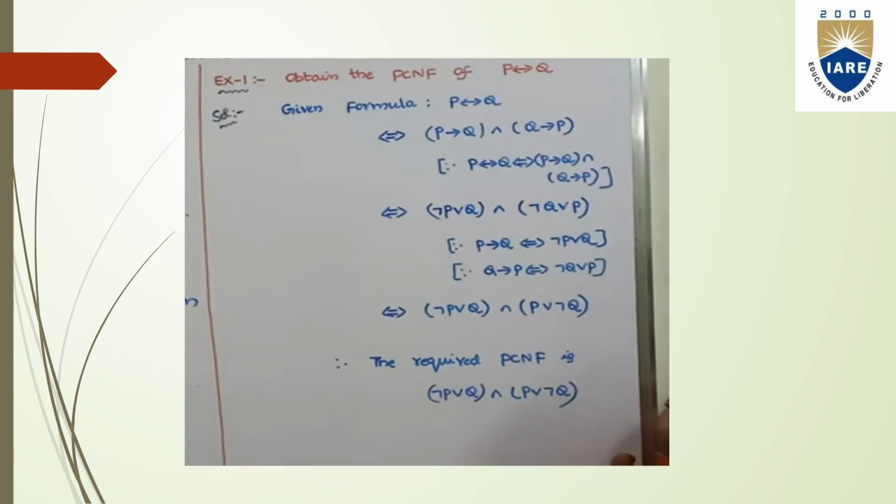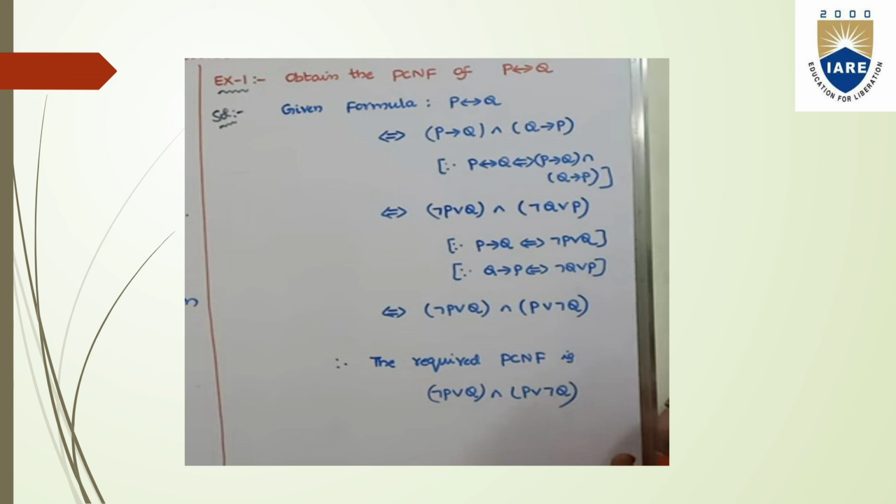So here we are going to obtain the PCNF value of P biconditional Q. The given formula is P biconditional Q. Here, the biconditional is replaced by conditional. So it can be written as P conditional Q and Q conditional P, since P biconditional Q is equal to P conditional Q and Q conditional P.